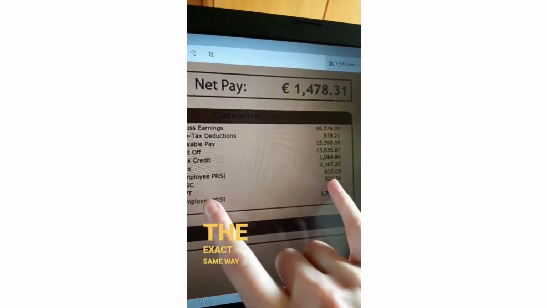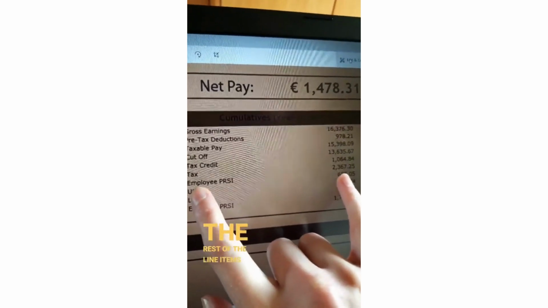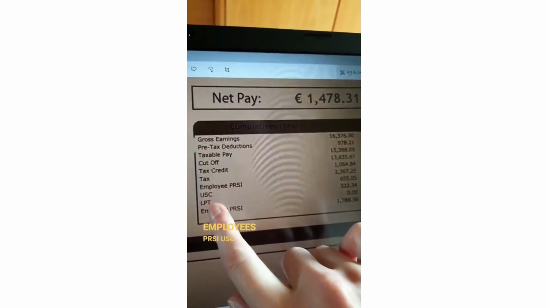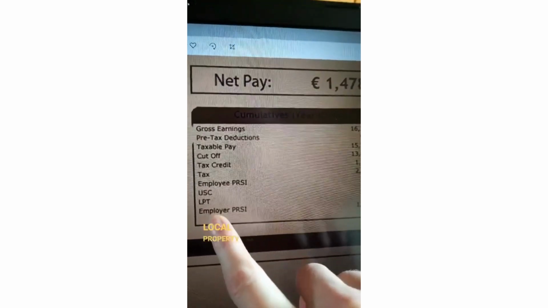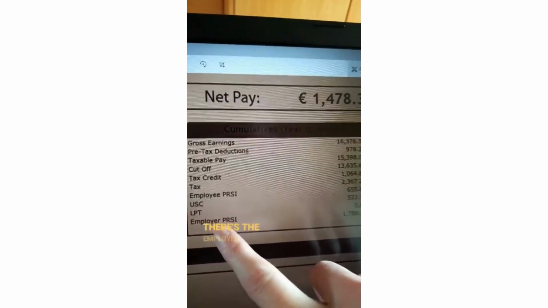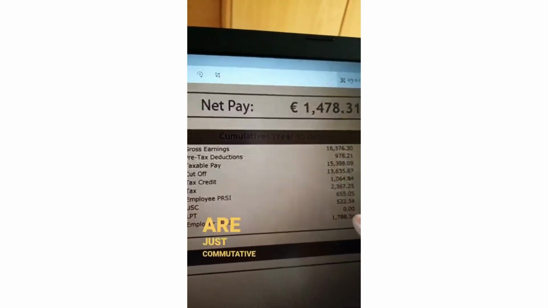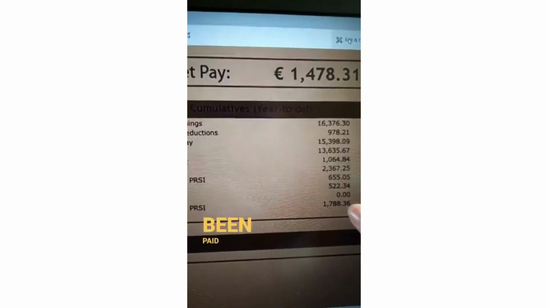The exact same way then for the rest of the line items. So employee PRSI, USC, there's no local property tax, and then there's the employer PRSI. So these are just cumulatives of what has been paid so far for the year.